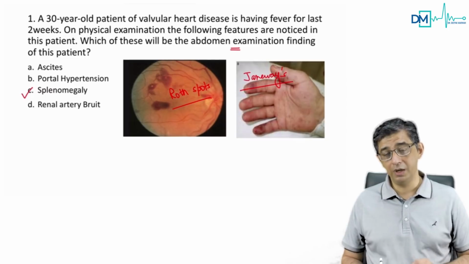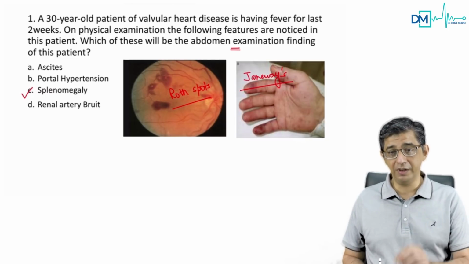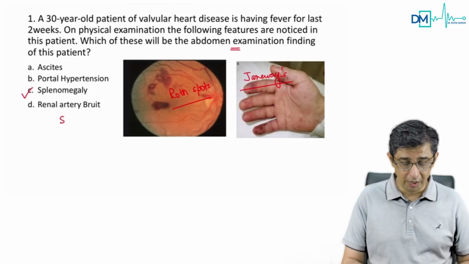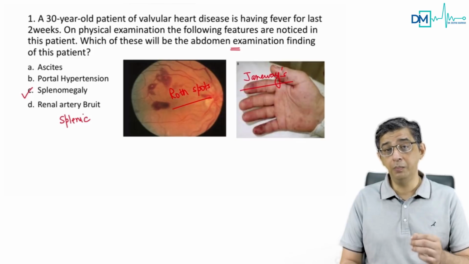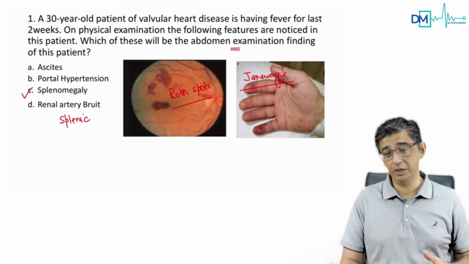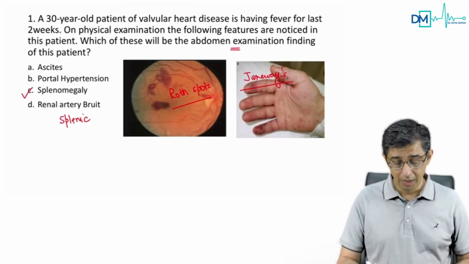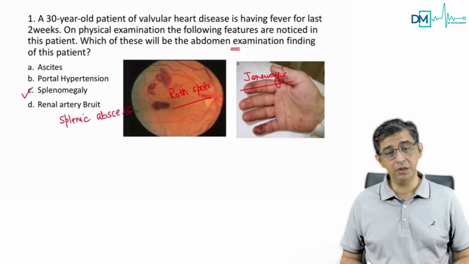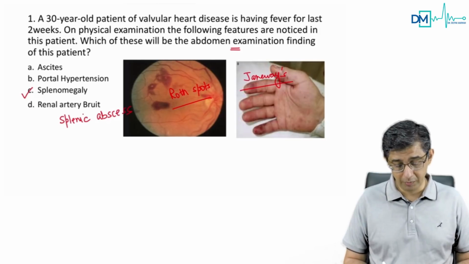So please remember the answer to this question: the infective endocarditis patient would have splenomegaly as the abdominal examination finding. And why this is happening is because millions and trillions of bacteria are being pumped by the heart into the systemic circulation. So you would have a splenic abscess, and a splenic abscess would contribute to splenomegaly in the patient. The answer to this question is option number C.